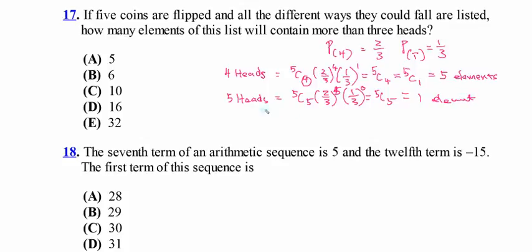So in total, it's 6 elements. Basically, there are 6 arrangements where you have 4 hits or 5 hits. In terms of combinations, there are 6 where you end up with 4 hits or 5 hits.